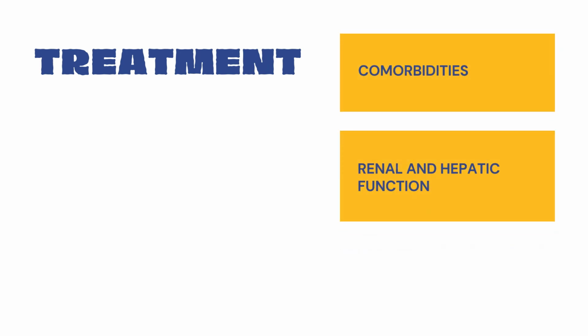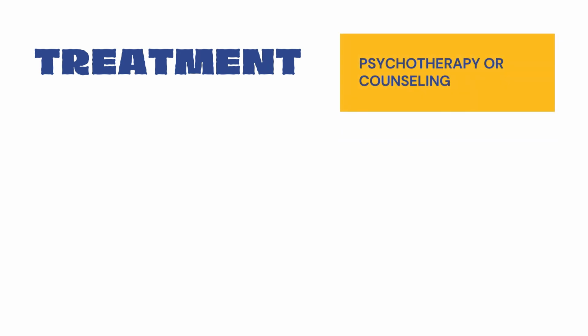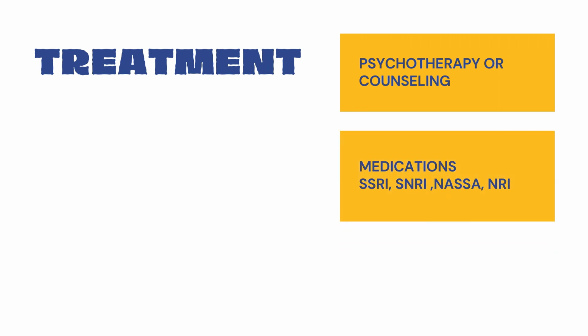When choosing a treatment option for this patient population, it is important to keep in mind their comorbidities, their renal and hepatic function, and if they have used any previous medications. Treatment options available are psychotherapy or counseling, which is used as first line or as adjunct. Medications such as our SSRIs, including citalopram, escitalopram, or sertraline.